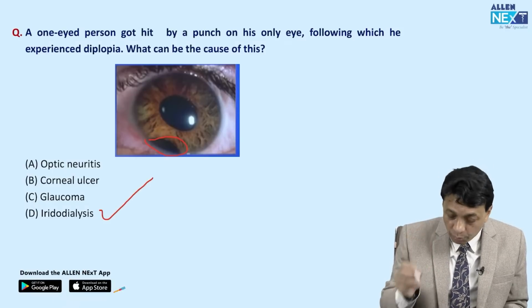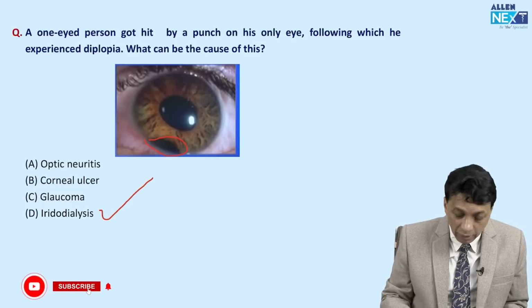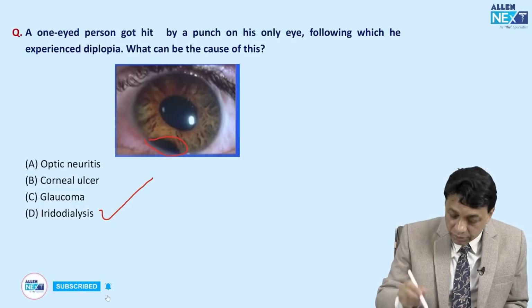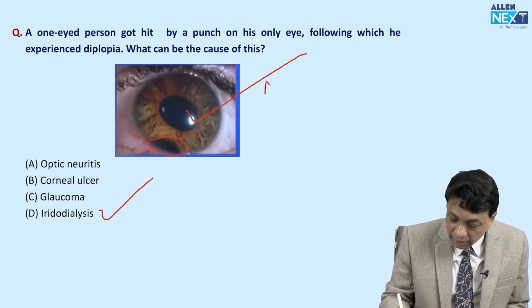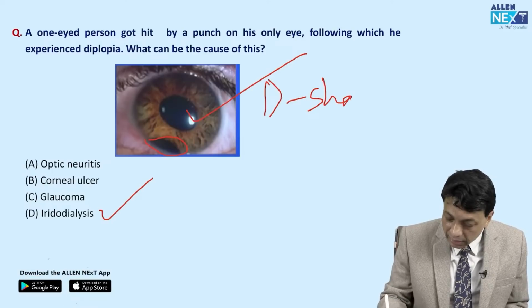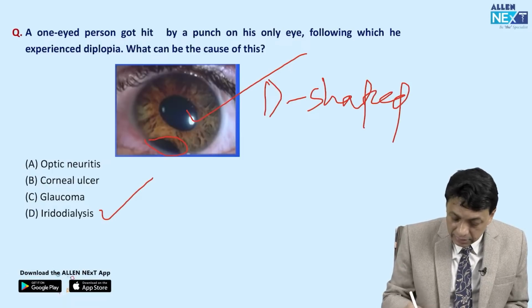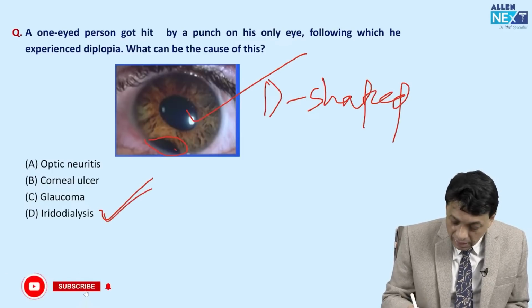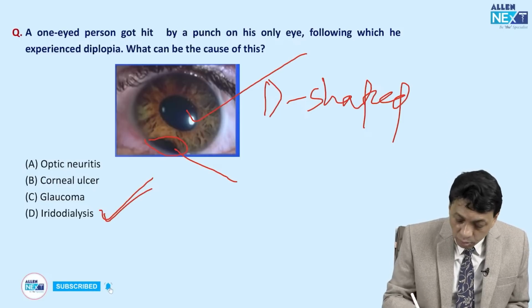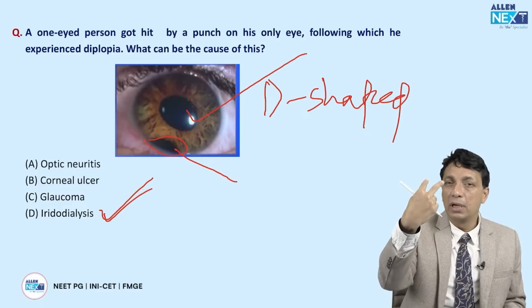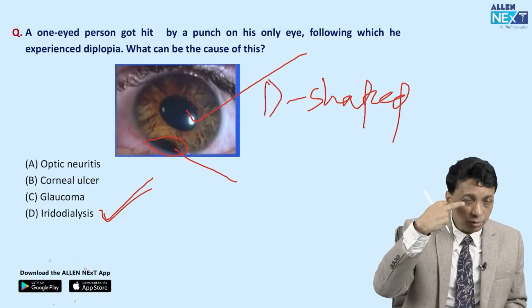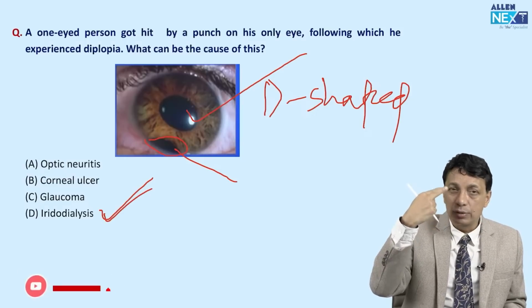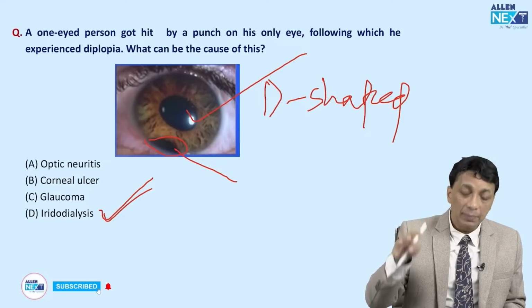And why is he having diplopia? He's having monocular diplopia because now he has almost two different pupils. One, the pupil which is here, the original pupil, which is becoming a D-shaped pupil. Another, the dialysis, also acts as a pupil. So since there are two light rays going through, one through the normal pupil, the other through the pseudo pupil, so to say, created by the iridodialysis, the patient is having monocular diplopia.